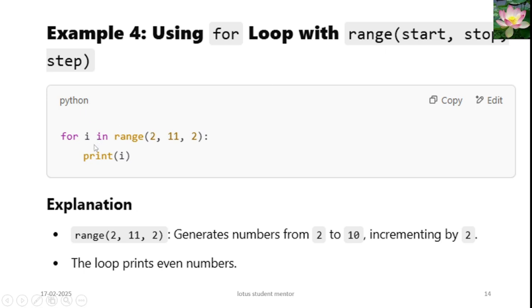Take the example here, the syntax: for i in range, the starting value is 2 and stop up to 11, that means 11 is the stop index, so at the 10th iteration it will be stopped. And what is the step? Step is the increment, that means from 2 to 11 with an increment of 2, iteration takes place. Now what will be printed here? We are adding 2 plus 2, that is 4, 4 plus 2 is 6, 6 plus 2 is 8, 8 plus 2 is 10, up to that it will be printed. That means with step 2, even numbers will be printed.